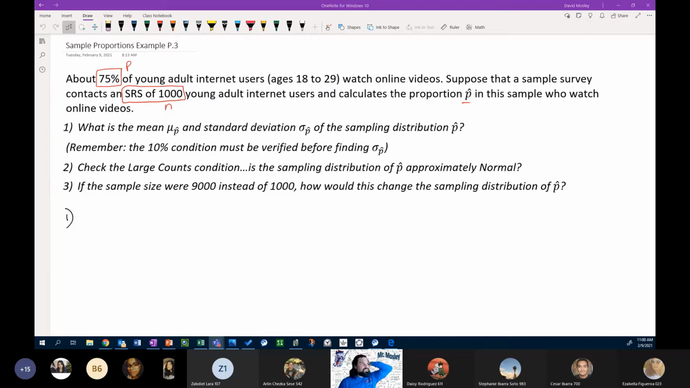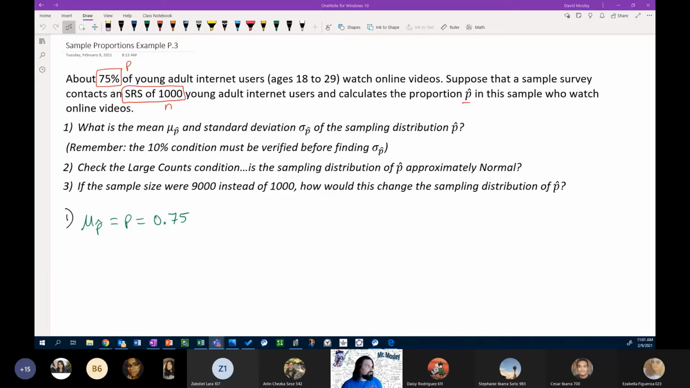And now we need to calculate. For number one, what is the mean mu of p hat and standard deviation sigma of p hat of the sampling distribution of p hat? Luckily, the first value to calculate is the mean of p hat, and that is just equal to p, which is 0.75 as a decimal. It is much more common to write your proportions as decimals rather than percentages. Decimals are ready to work with. We can do calculations with them. So that's the mean. We're done with that one.